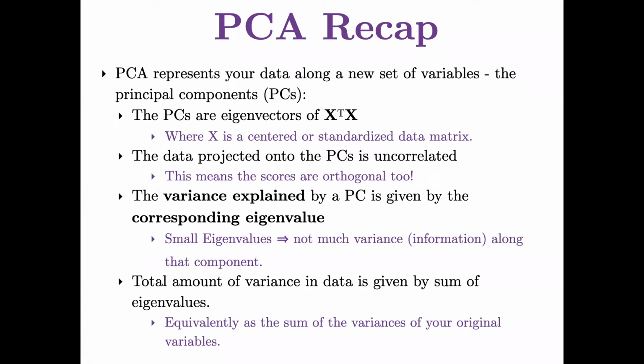So be careful not to say the eigenvectors of our data matrix. That is a sentence that makes no sense because our data matrix is not square. So the eigenvectors of X transpose X, which is typically the covariance or correlation matrix.